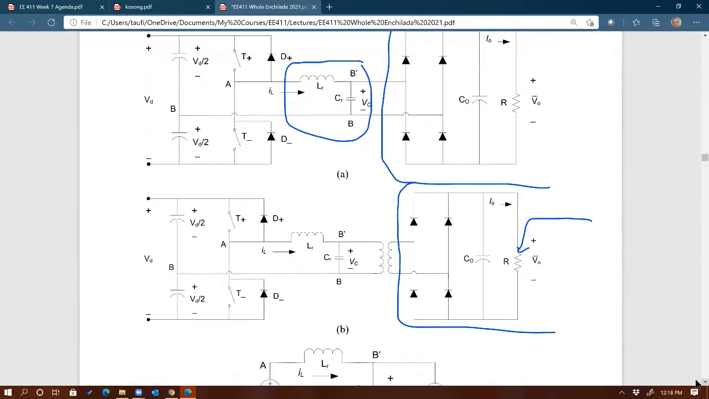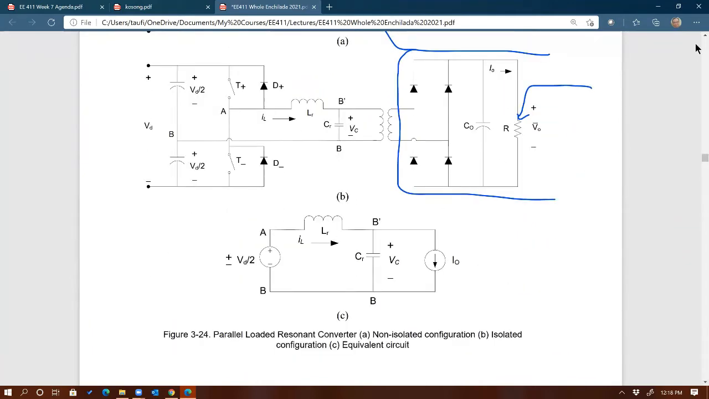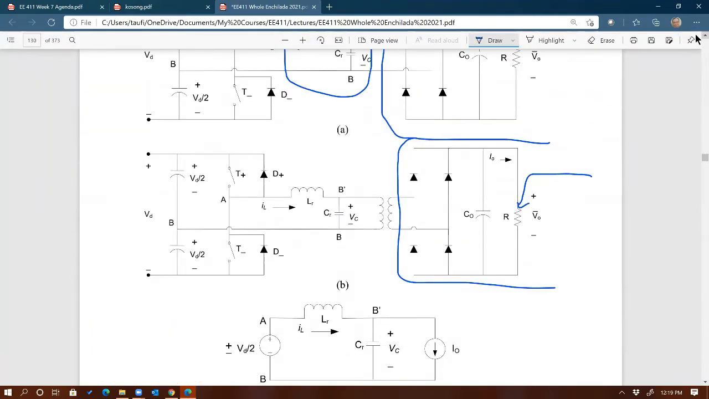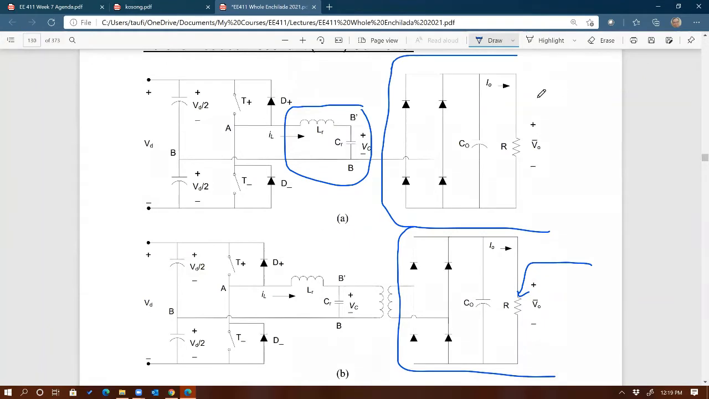Okay, and the current, as you can see, if you look at the load right here, just from the point of view of the load, right, the current will always be flowing downward, right?